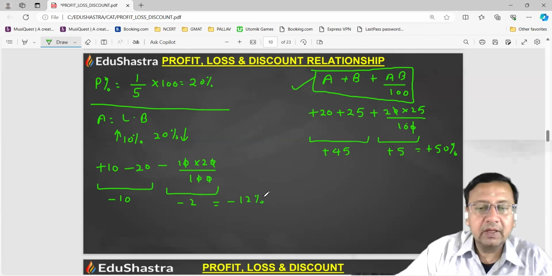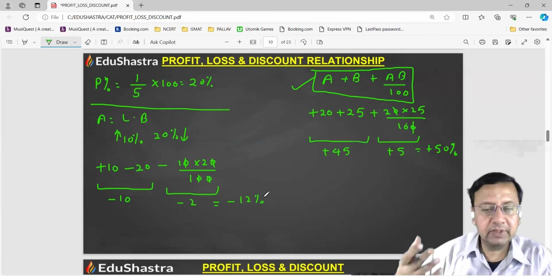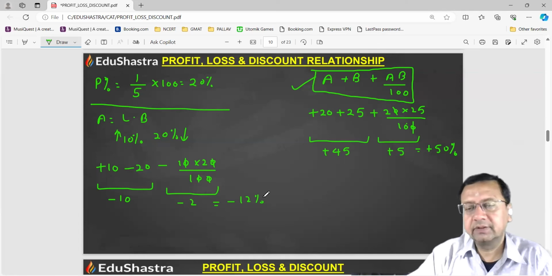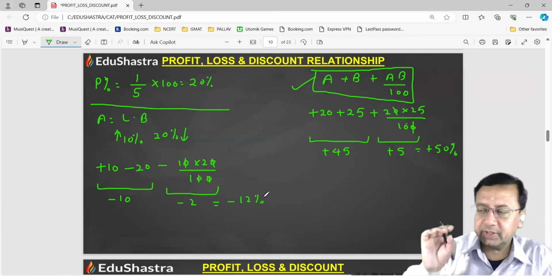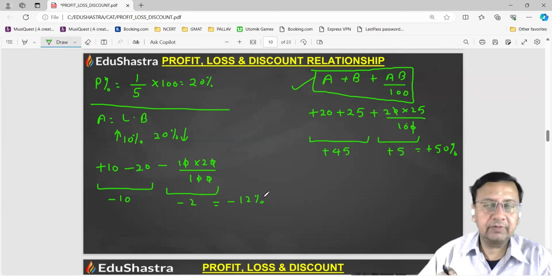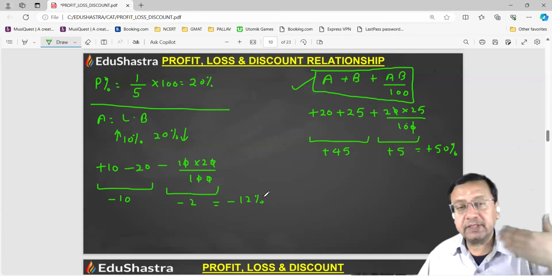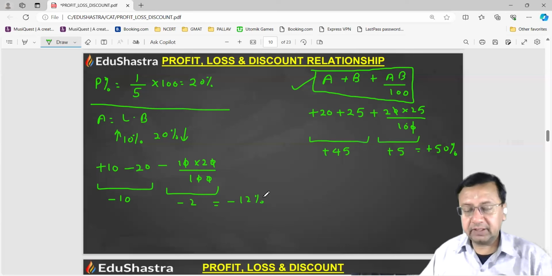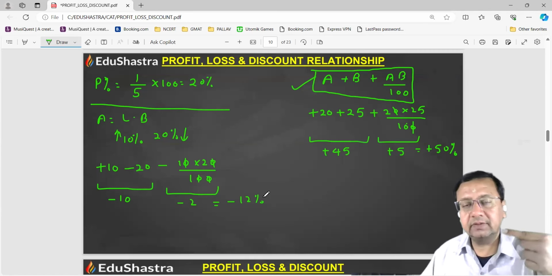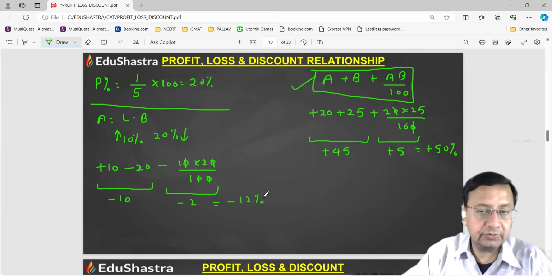So the area of the rectangle is decreased by 12%. The minus sign represents decrease. So if you have area as L into B, revenue is price multiplied with quantity, volume is length into breadth into height. Whenever you successively write one thing, then second, then third, then fourth, and so on, this formula is very, very useful.